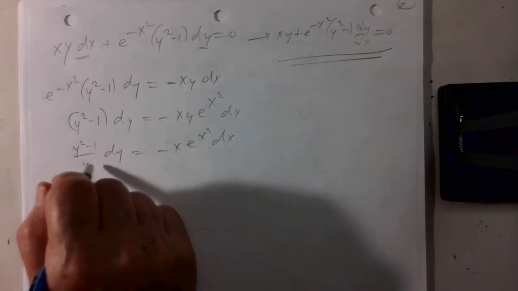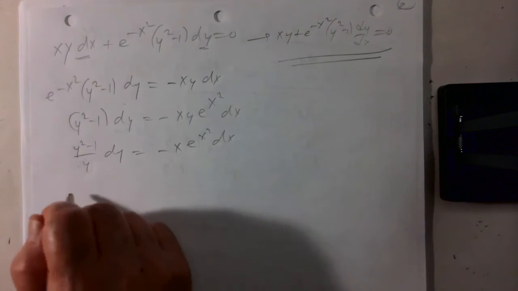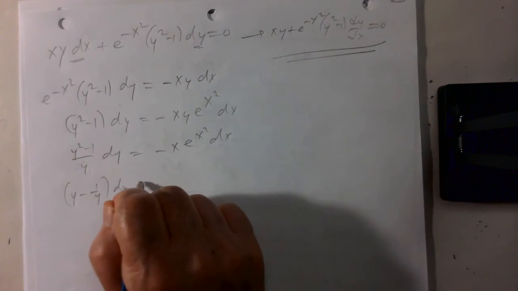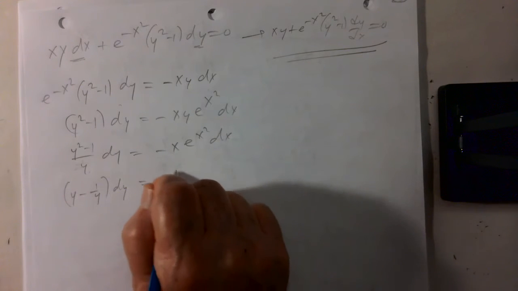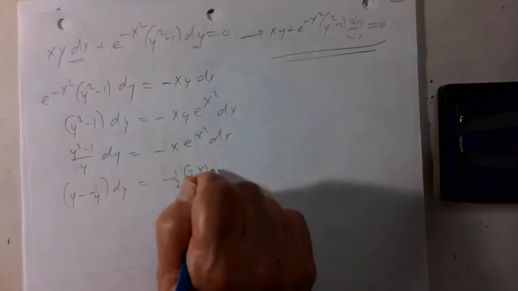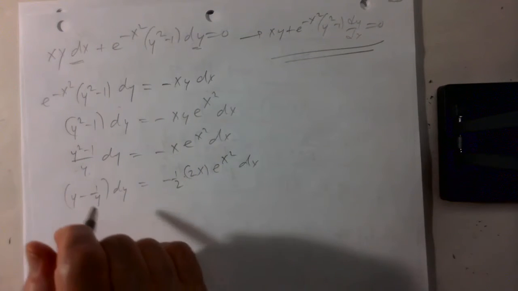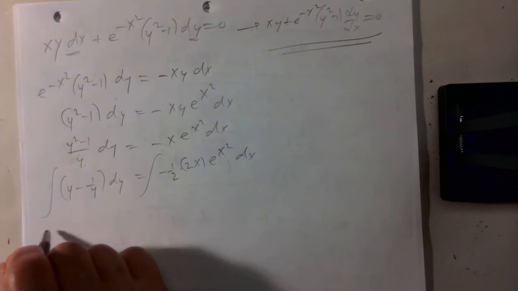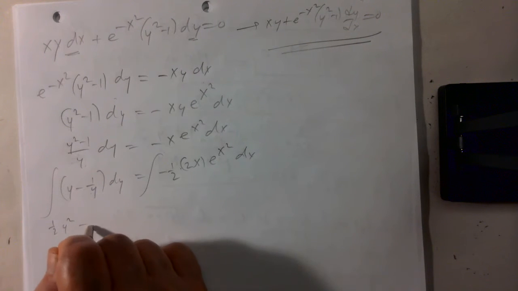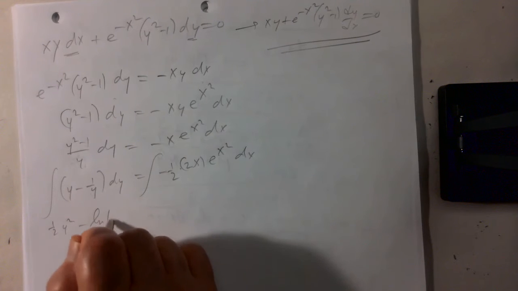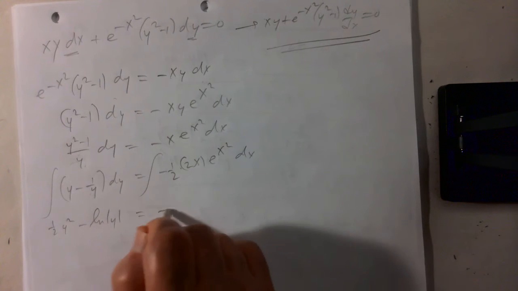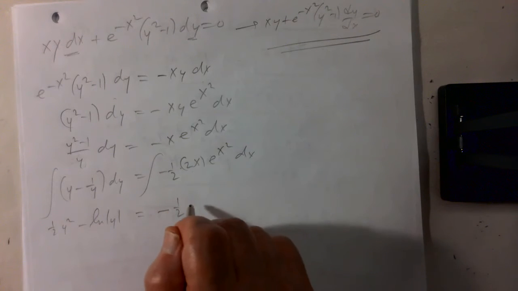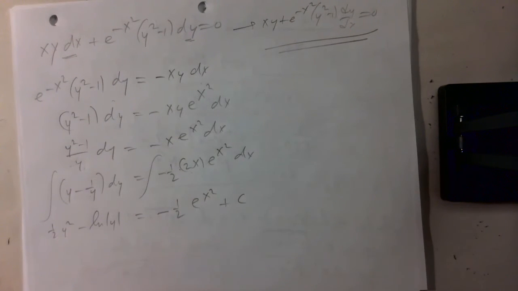And then I'm going to integrate. Now I can simplify this. Y squared minus 1 over y is the same as y minus 1 over y dy. And on the right, let me write this as minus a half times 2x e to the x squared dx. I do that because now it's easy to integrate. When I integrate this, I get a half y squared minus log of the absolute value of y equals minus 1/2. And the integral of 2x e to the x squared is e to the plus x squared plus a constant.